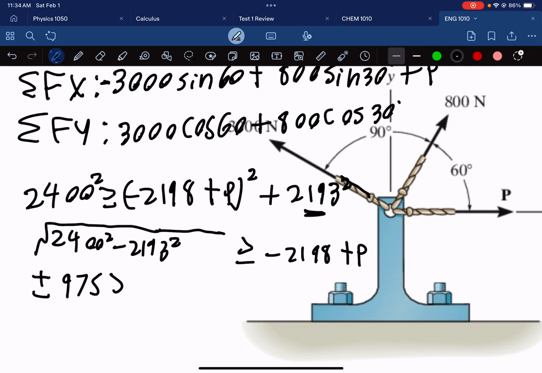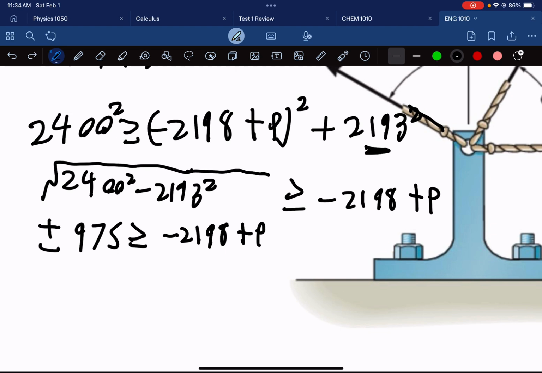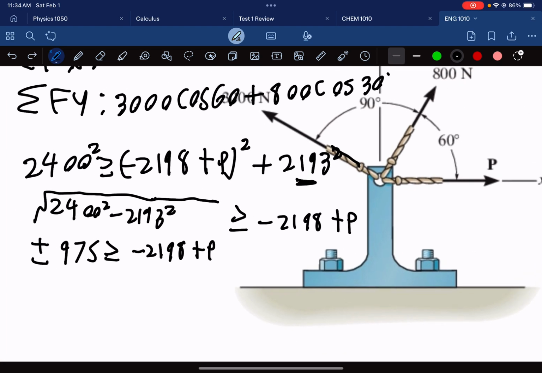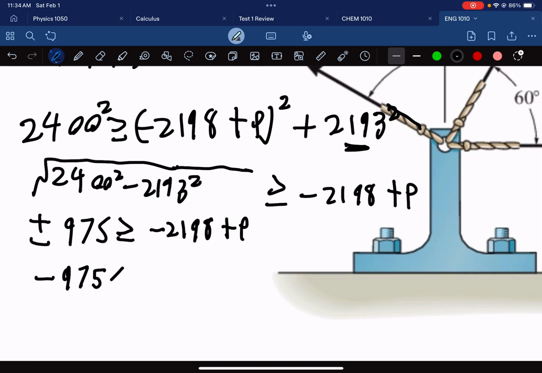Is greater than or equal to negative 2198 plus P. Now, since it's plus or minus and we're dealing with a greater than or less than, let's just add a negative 975 to the other side. So let's do that. Negative 975, and the sign will flip to less than negative 2198 plus P greater than or equal to 975, just like that. Now we need to isolate this. The only thing we have left to move is the negative 2198, so what we'll do is add it to both sides.